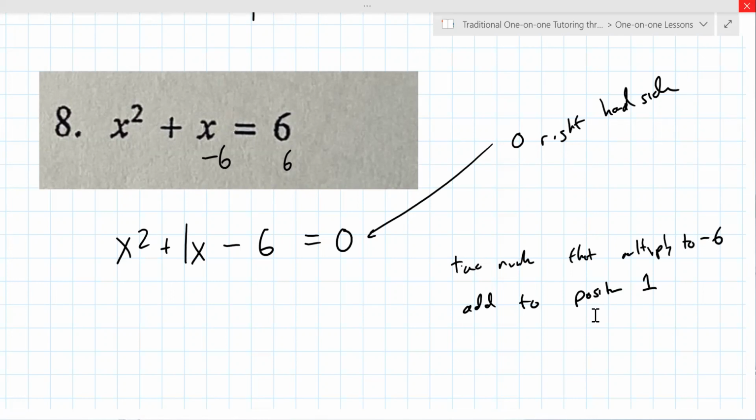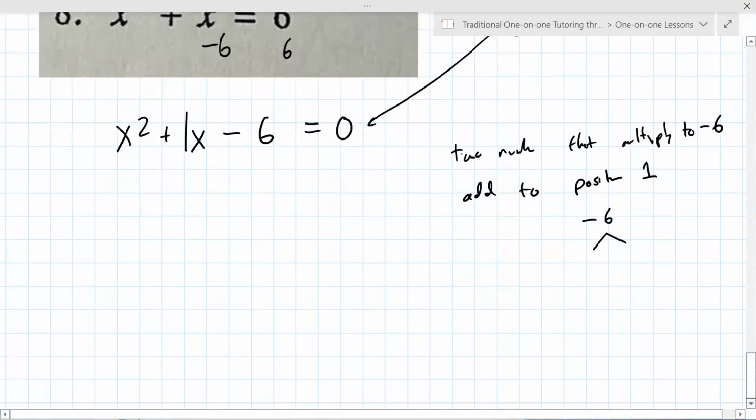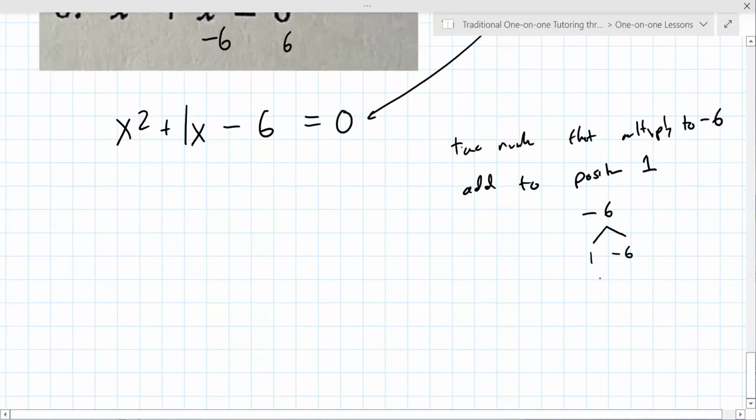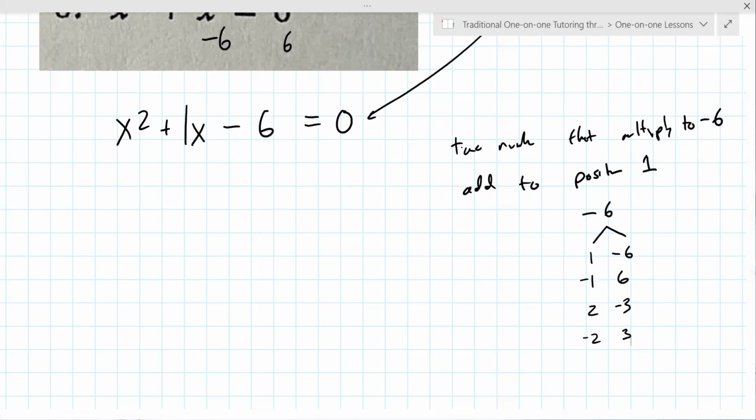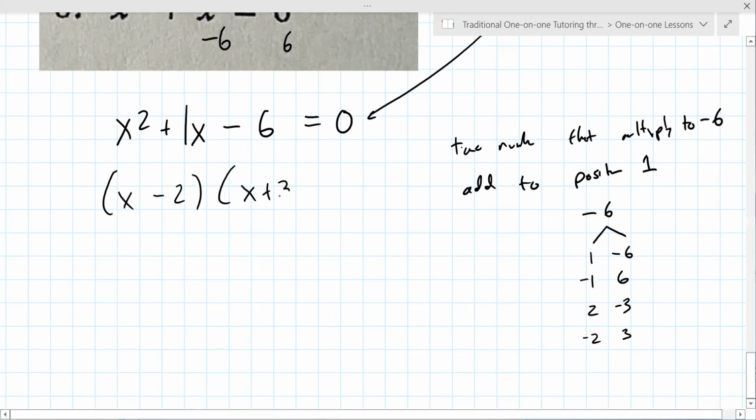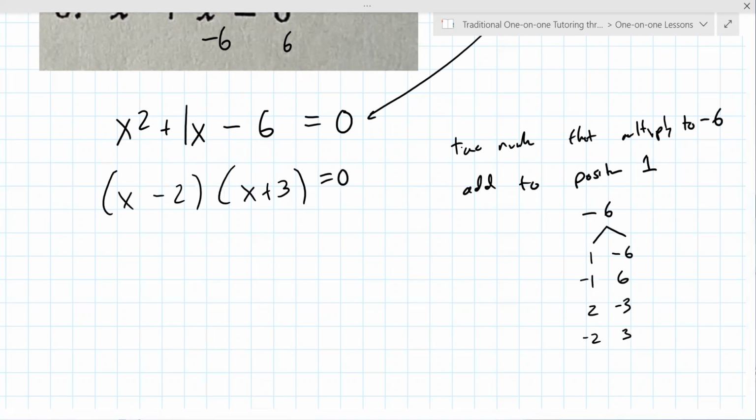Okay, so the way to do this is to start just with 1 and -6, or -1 and +6, and then just say, okay, what about 2 and -3, or -2 and 3? Which of those add up to +1? It would be -2 and 3. It becomes x - 2, x + 3. And you set those each equal to 0. So that'd be x equals 2 and x equals -3.